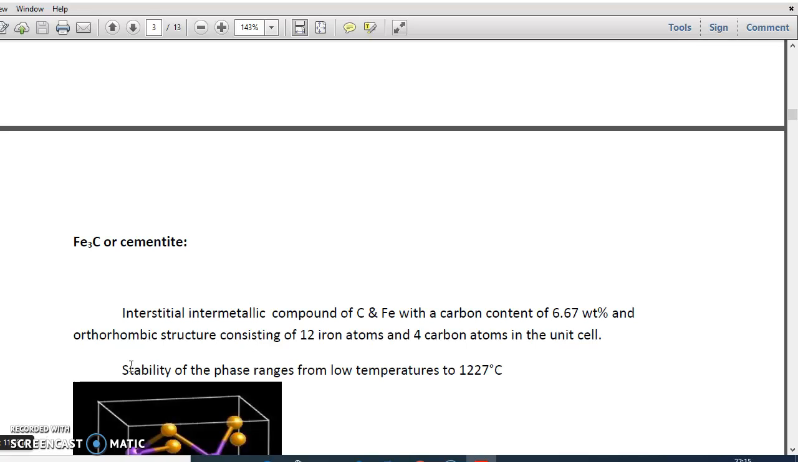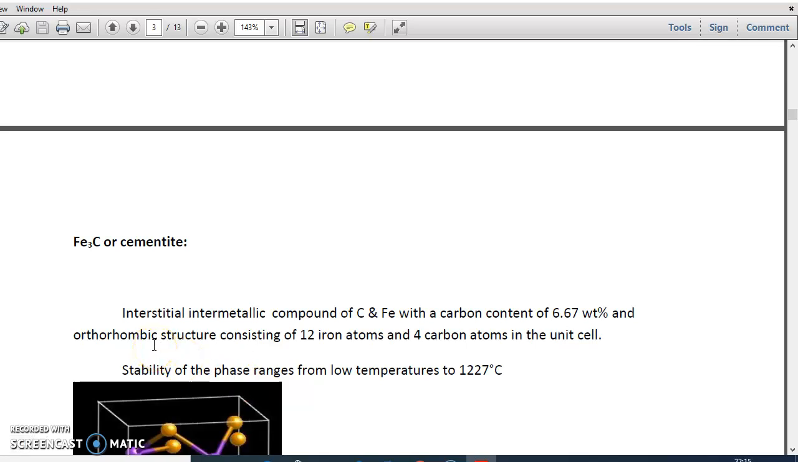Now what do you mean by an intermetallic compound? When two metals are added into each other, they can form either an interstitial or substitutional solution, or the third possibility is an intermetallic compound. When intermetallic compounds are formed, the structure is hard in nature. This has a fixed percentage of carbon, that is 6.67%. That is what cementite is.